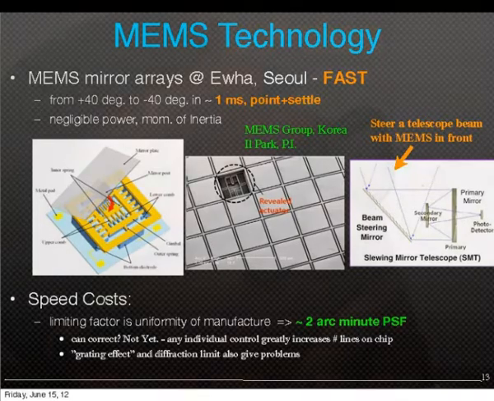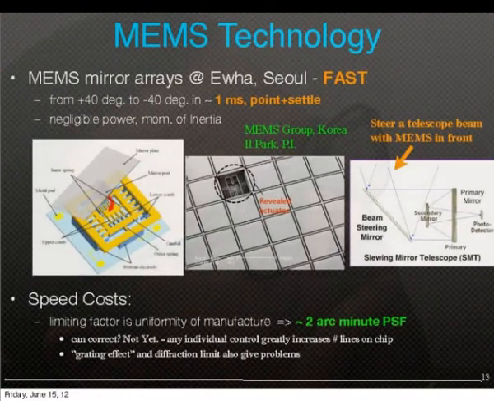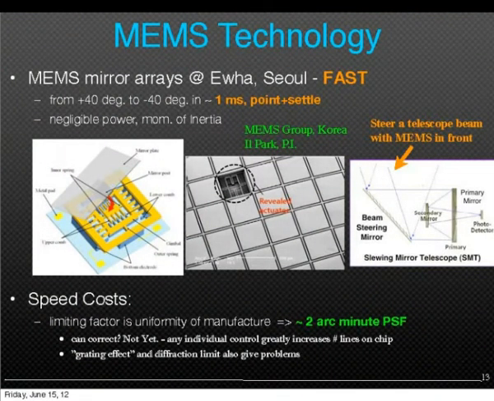Turns out that the limiting factor is the uniformity of manufacture. It turns out that that's worse than the diffraction limit for these little tiles. The problem is they don't all point quite exactly in the same place. So when we looked at these in tests, we found that this was spreading out the PSF as much as 2 arc minutes.